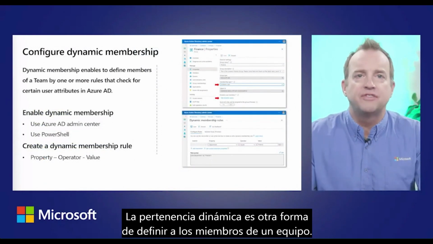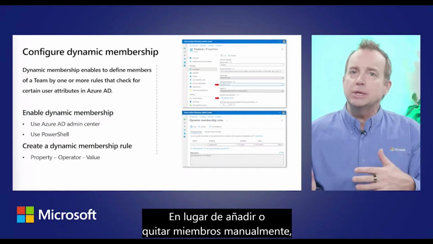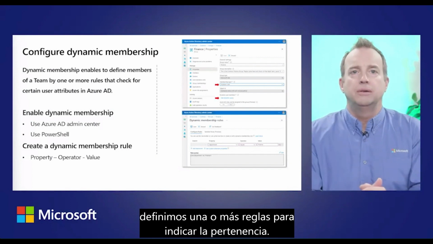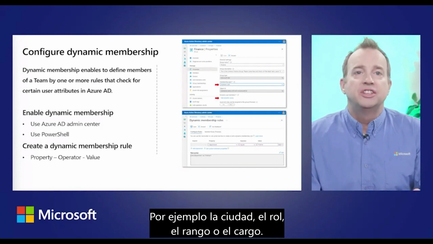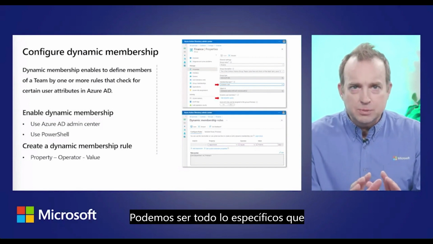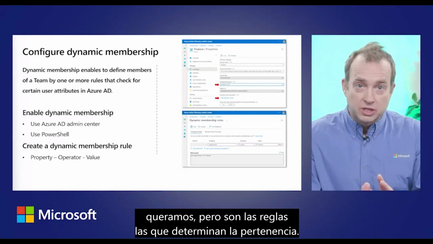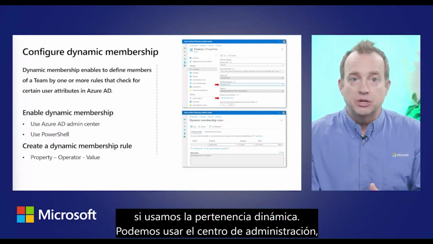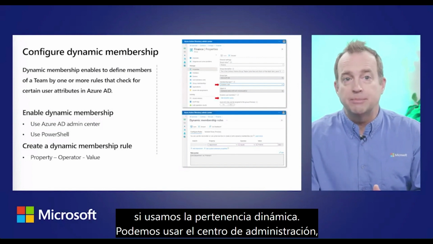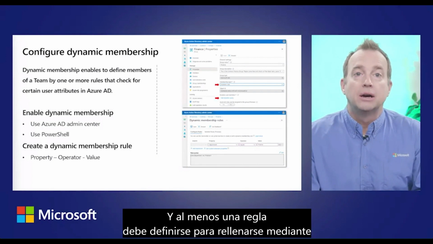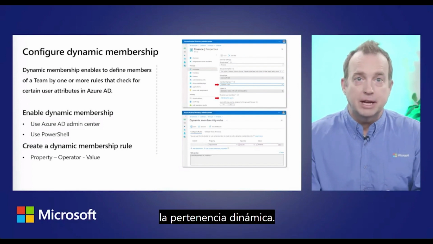Dynamic membership is a different way to define members in a team. Instead of manually adding or removing members, we define one or more rules to denote membership. For example, the city or the role or the rank or title. We can get as specific as we want, but it's the rules that determine membership. We cannot manually add or remove members if we use dynamic membership. We could use the Admin Center, Azure AD Admin Center, or PowerShell. And again, at least one rule must be defined to populate using dynamic membership.